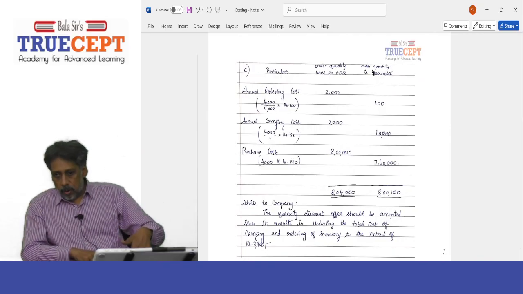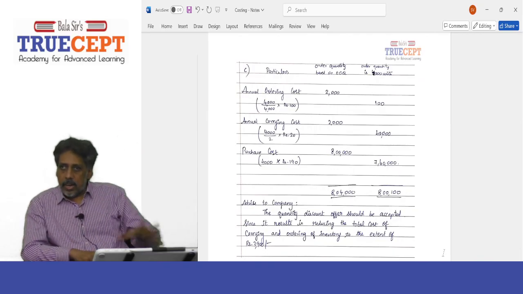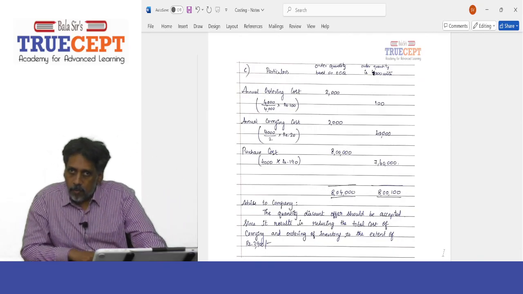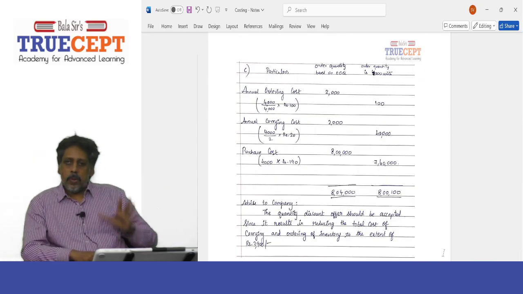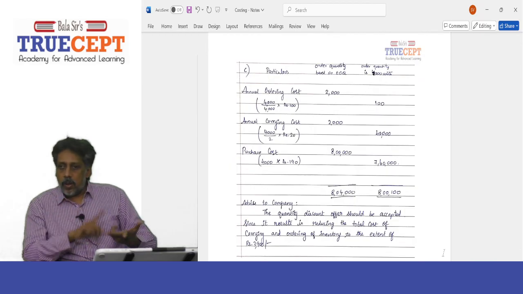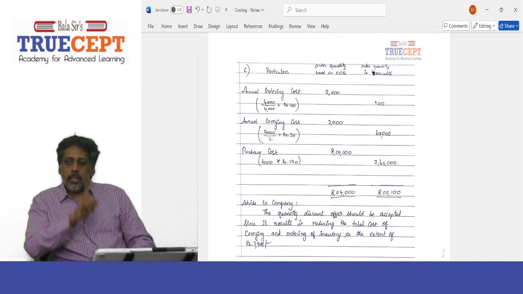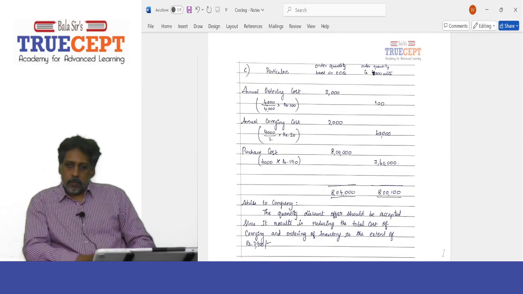Yes. Therefore, in this case, if there is a 5% discount offered by the supplier, please accept the discount, because it will cost you rupees 3,900 less than your cost if you place orders based on EOQ. Now, with that, you complete the solution. Bye-bye. Yes, sir.